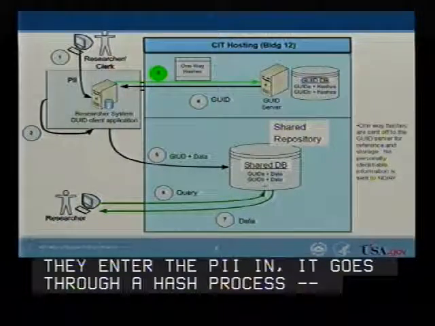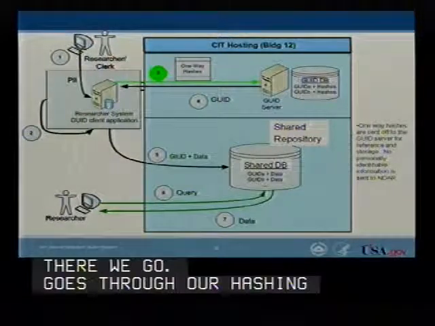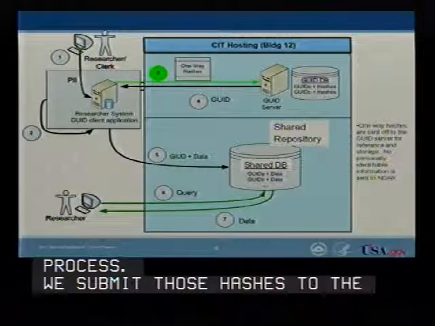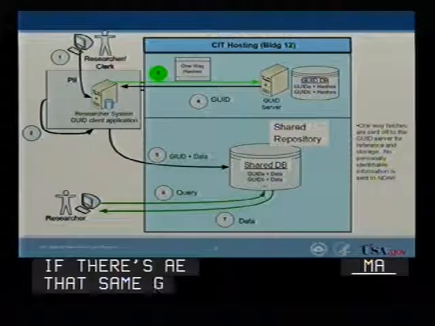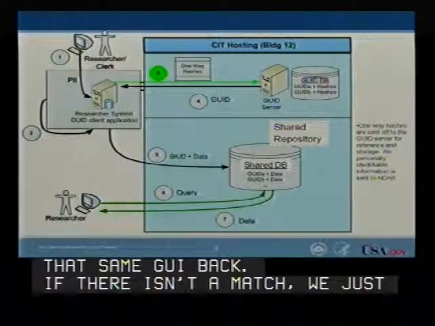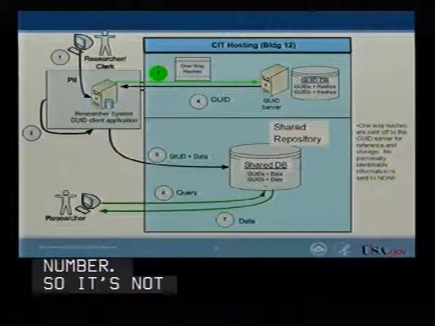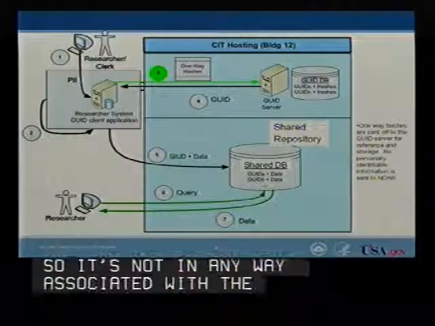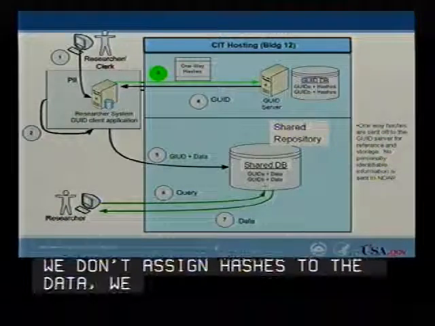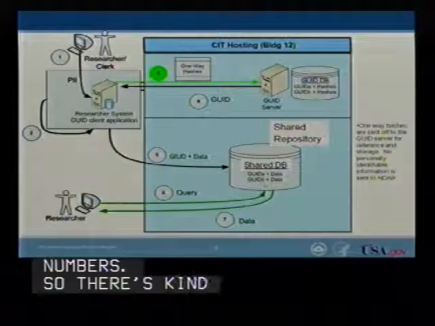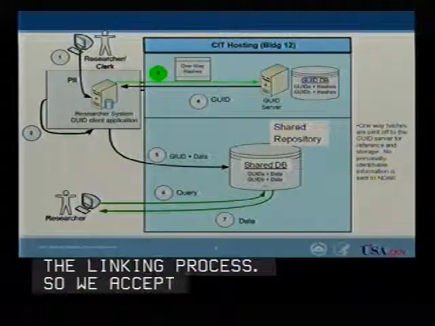It goes through our hashing process. We submit those hashes to the server. If there's a match, we provide that same GUID back. If there isn't a match, we just generate a new GUID. Now that GUID is actually a random number, so it's not in any way associated with the subject. We don't assign hashes to the data. We actually assign random numbers. So there's kind of a break in the linking process. So we accept no PII, and we provide random IDs.